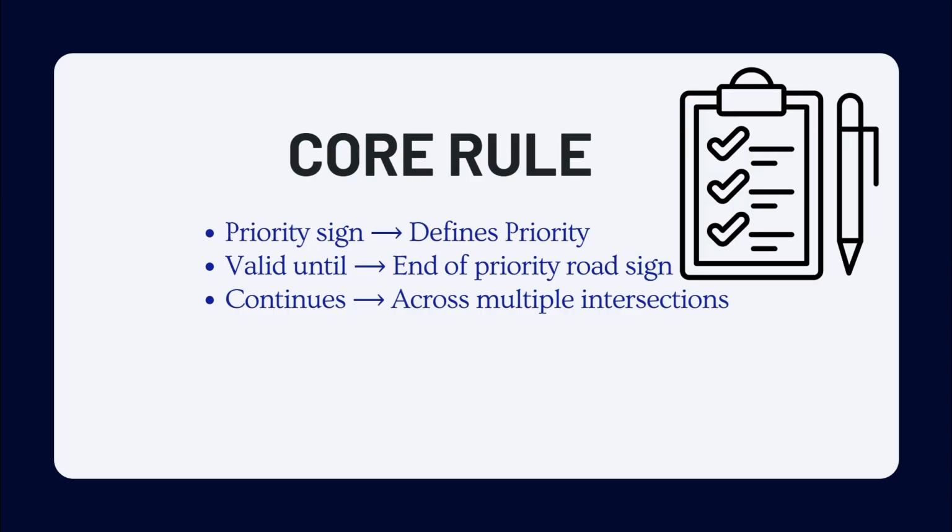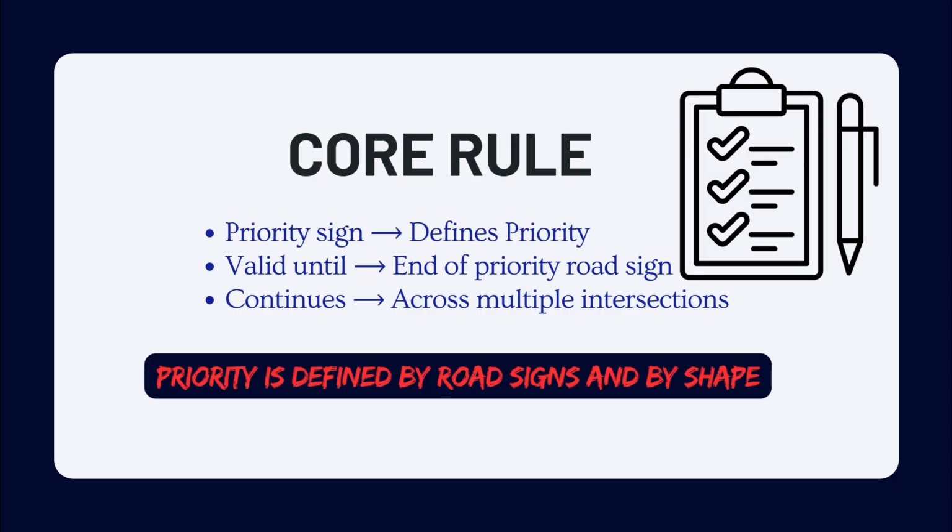So whenever we are driving at an unmarked intersection and we have a priority sign, the priority will be defined based on the priority sign board. Then this priority will be valid until we see the end of priority road sign. Additionally, we need to remember that this priority will continue across multiple intersections. And here we need to remember that the priority is not based on the road shape and is defined by the signs. Now let's understand this rule along with the diagram.